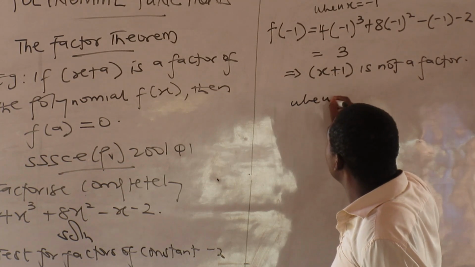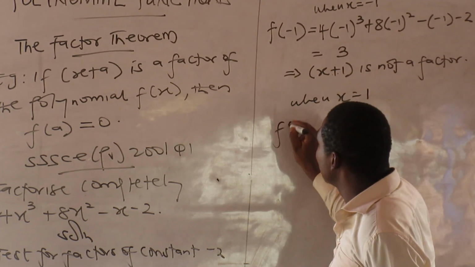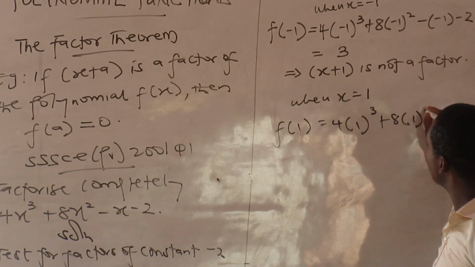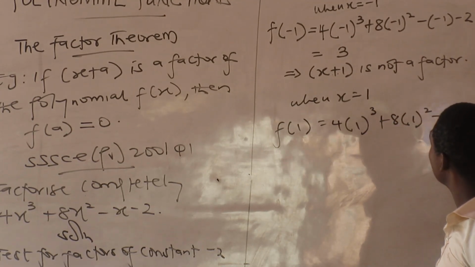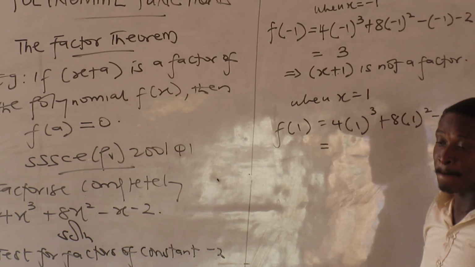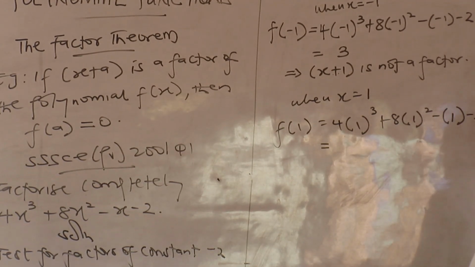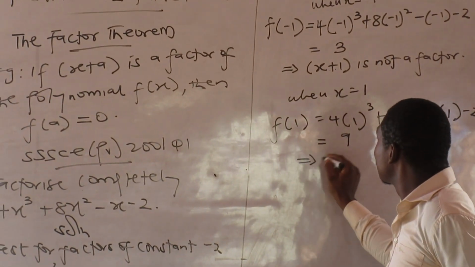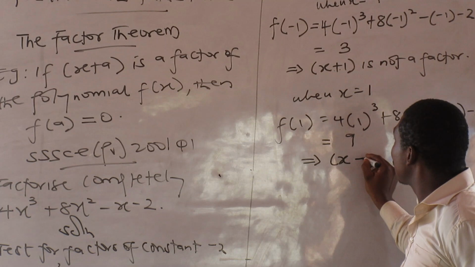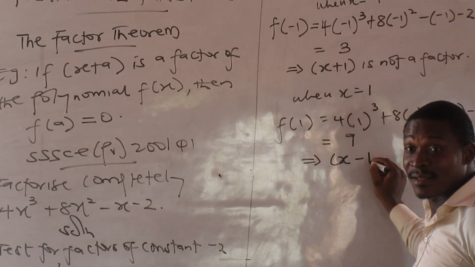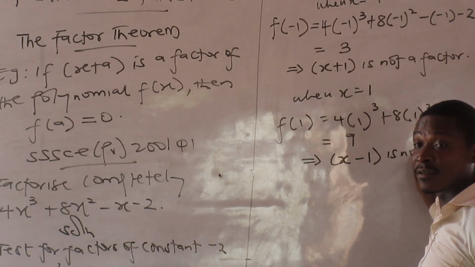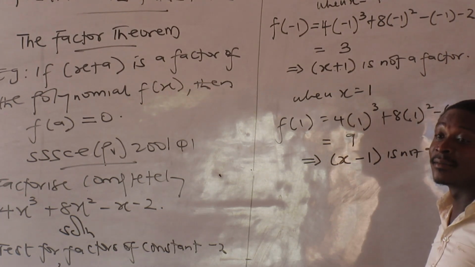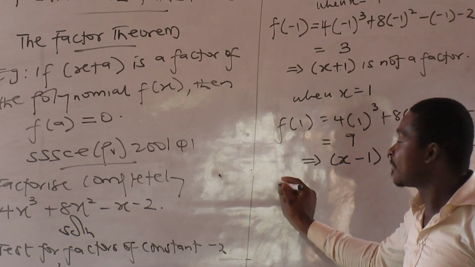So here you can go when x equals positive 1. Let's go. f of 1 equals 4(1) cubed plus 8(1) squared minus 1 minus 2. What are you getting here? 9. So it follows that x minus 1 is not a factor. Okay, so you keep testing. Test it till you stop testing.